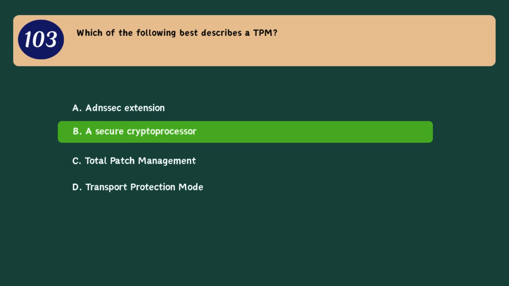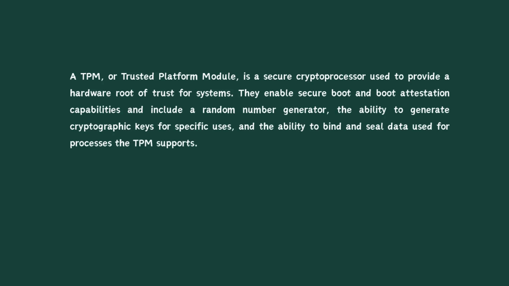Correct answer. B. A secure crypto processor. A TPM, or Trusted Platform Module, is a secure crypto processor used to provide a hardware root of trust for systems. They enable secure boot and boot attestation capabilities and include a random number generator, the ability to generate cryptographic keys for specific uses, and the ability to bind and seal data used for processes the TPM supports.